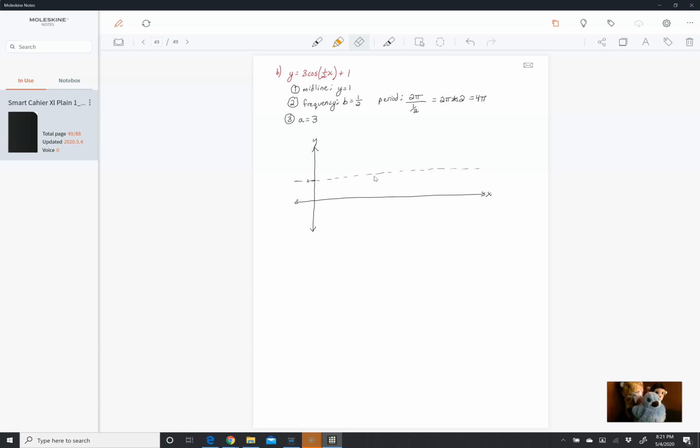Okay, so the first point that we're going to draw is the end of the period, right? So the first point that we're going to draw is way out here. This is at 4 pi. And then we're going to divide this into 4 sections. So we're going to take 4 pi times 1/2.